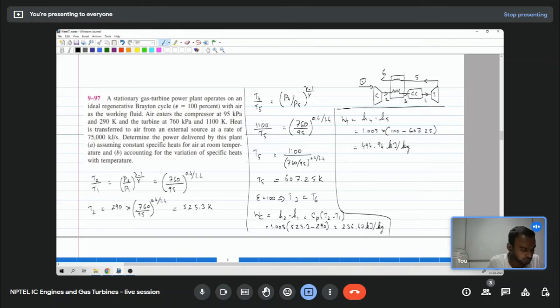So net work output is work turbine minus work compression, which is 494.94 minus compression work, which is 236.47. This is 258.47 kilojoule per kg.